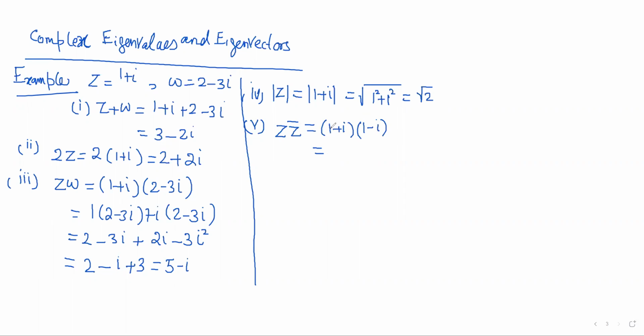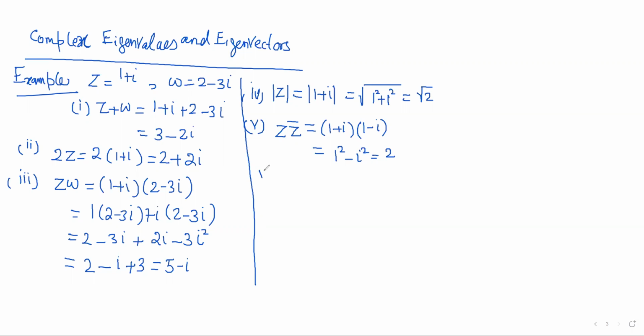So it is of the form (a plus b) into (a minus b). So it will be 1 square minus iota square. 1 square is 1, iota square is minus 1, so minus minus plus, that will be equal to 2 in this case. Okay, this is the thing.